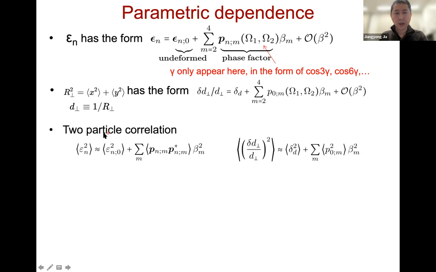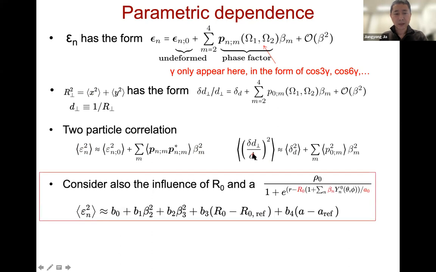So now when we do a two particle correlation, meaning you calculate the variance of the event-by-event flow eccentricity fluctuation, then naturally the dependence becomes quadratic on the beta, okay? The same is also true for the size.